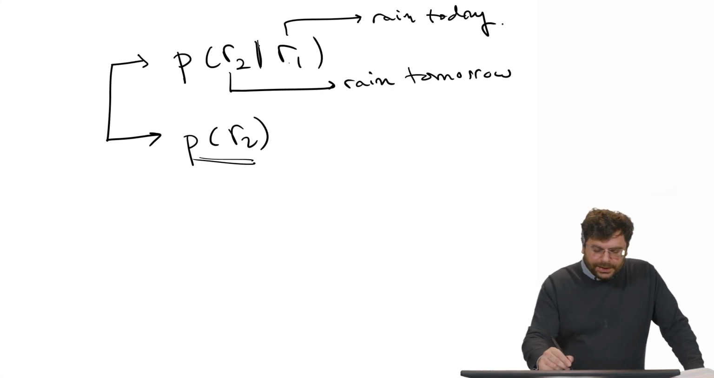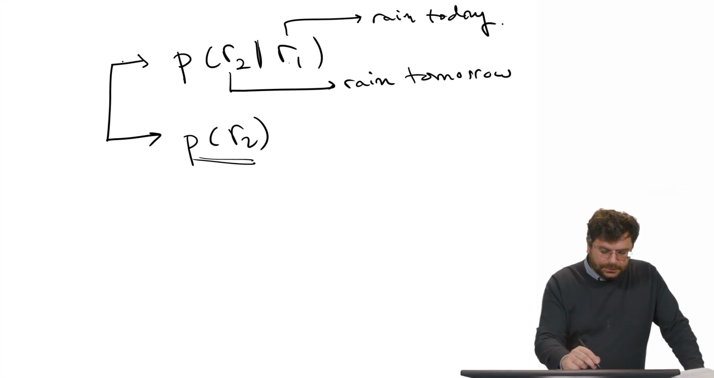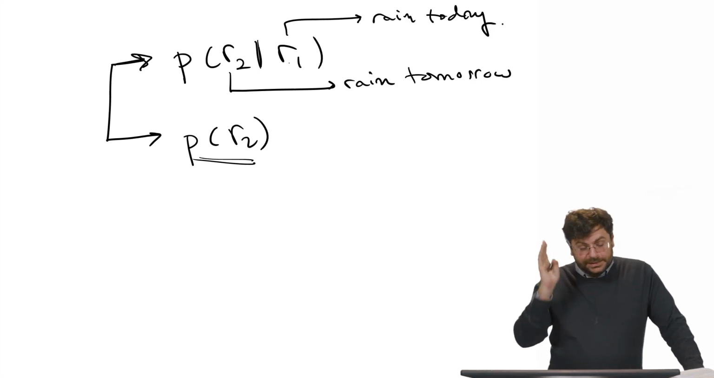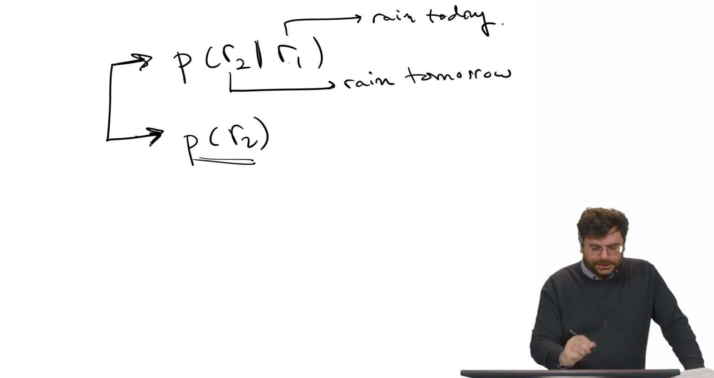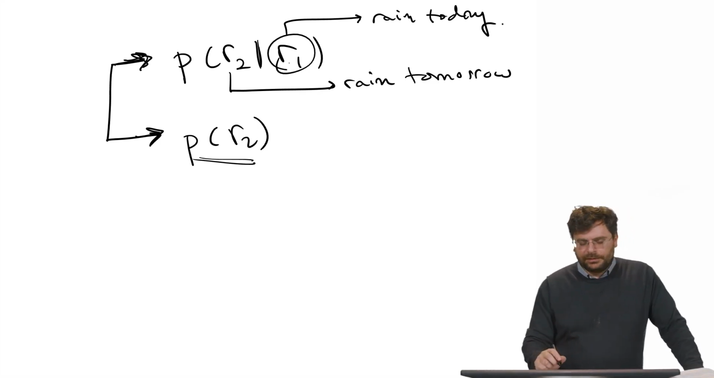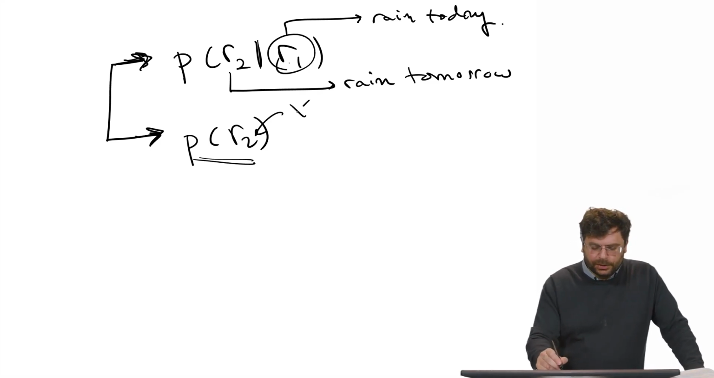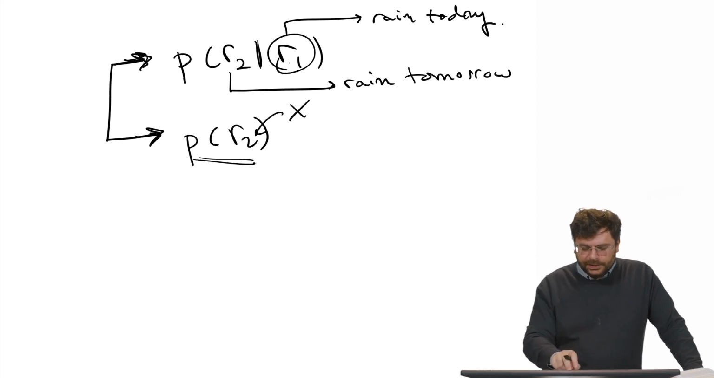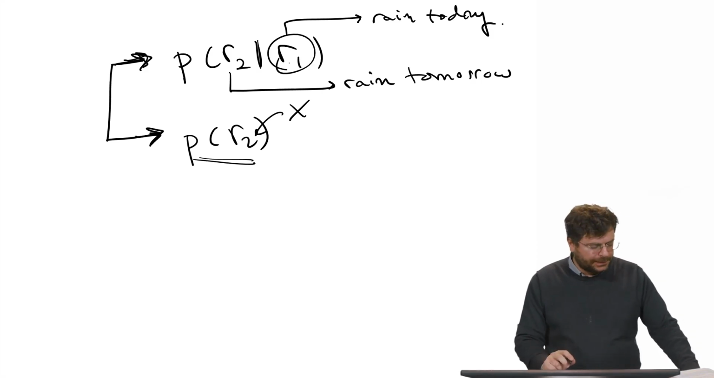So this here is a different question from this one here. Because to answer this question, this probability, you are given information which here you are not, right? So the probability that it rained tomorrow is a different question from what is the probability that it rained tomorrow given that it rained today.